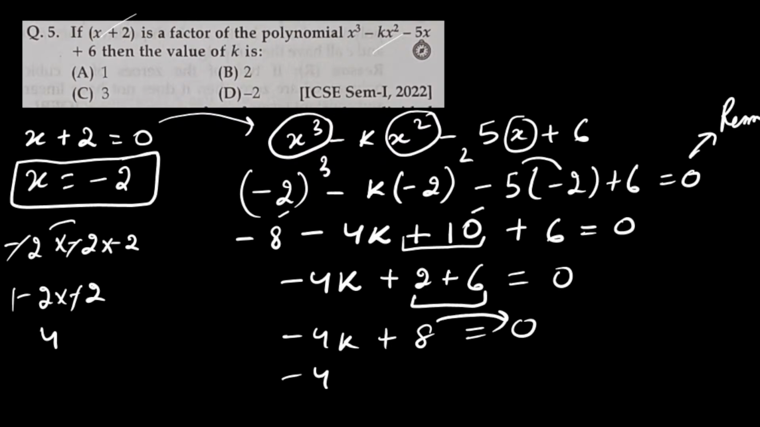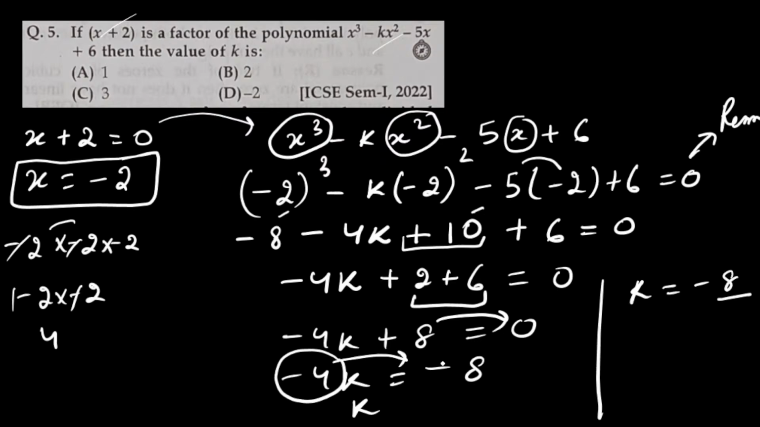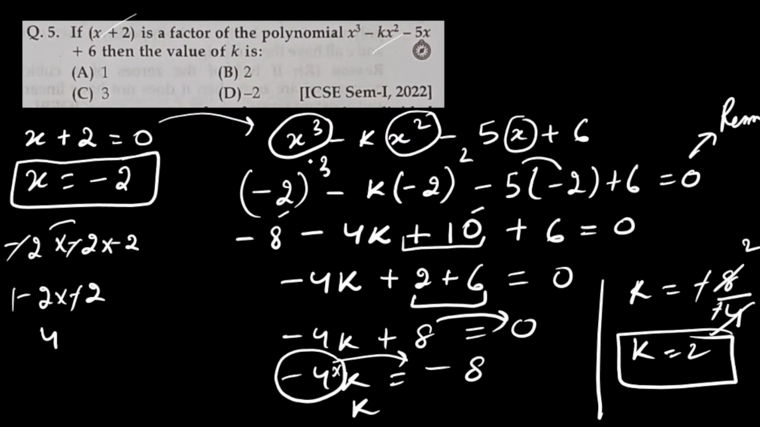Plus 8, when we shift to the other side, will be changed to minus 8. So k's value we can find. k is equal to minus 8 by minus 4, because now this minus 4 also we have to shift to the other side. When we shift it to the other side it will get divided by the other number, as here it is getting multiplied. Minus and minus will get cancelled. 4 into 2 is 8. So k's value is equal to 2. Option B. Yes, option B, k is 2.